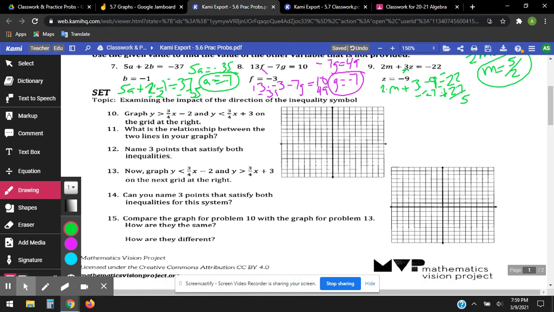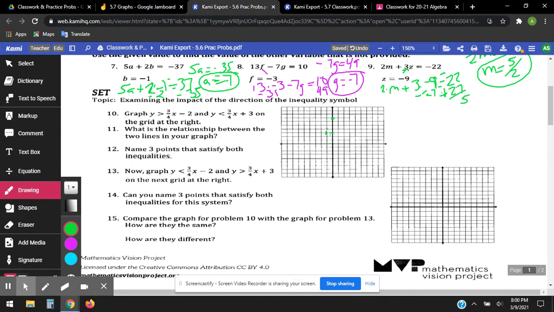Number 10, graph y is greater than 3/4 x minus 2, and y is less than 3/4 x plus 3 on the grid at the right. Now see what we can find with the relationship between the two things. Okay. Well, if I'm going to go 3/4, then I think I'm going to go 1, 2, 3, 4, and make this my 1.